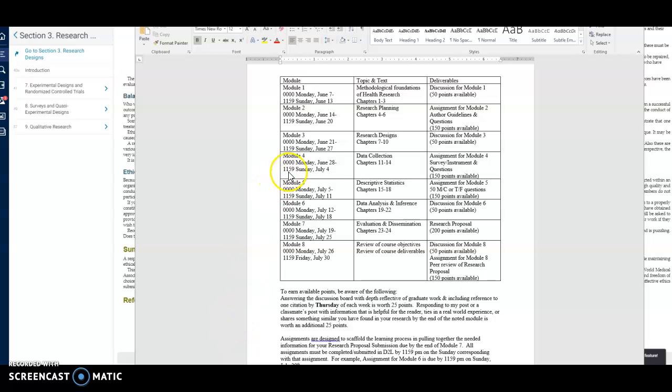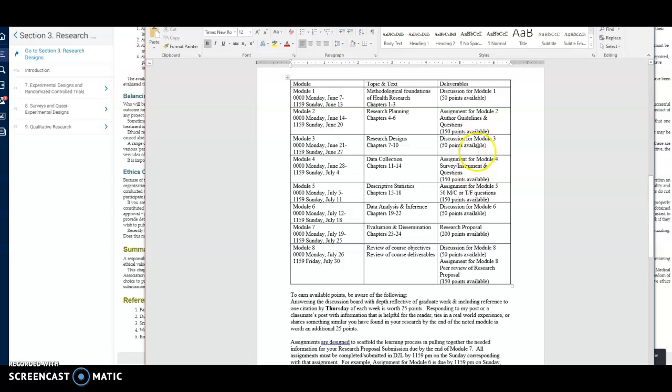Let's take a look at our content for module number 6. We're going to look at research designs, which in our text is chapters 7 through 10. And then we have a discussion board, number 3, due. So don't forget on discussion to list your post with a reference or citation by Thursday of the week, and then respond to either myself or a classmate by the end of our week, so the 27th.